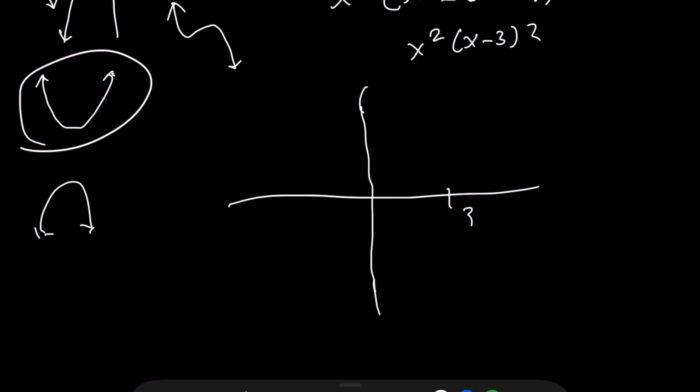So we have a root at 0 and we have a root at 3. So I'll show you what happens. It's going to look like this. And because it's an even power, we're going to do something interesting. It's going to bounce off the roots. And it's going to do the same thing at 3 because it's also an even power. It's going to look exactly like this.